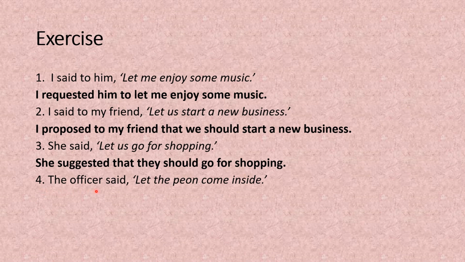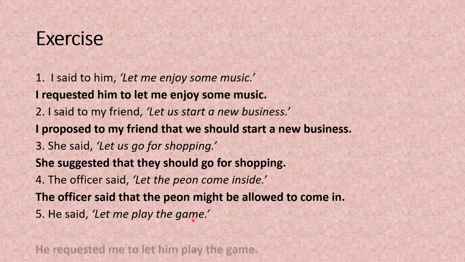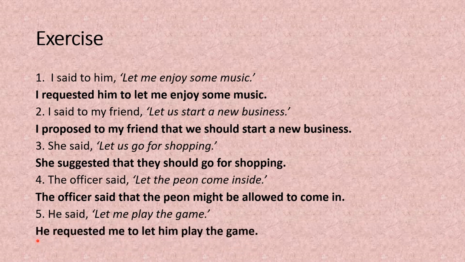Number 4, the officer said, let the peon come inside. You say, the officer said that the peon might be allowed to come inside. As this sentence is showing the permission, we have used might be allowed in it, as I have told you earlier. This is sentence number 5. He said, "Let me play the game." You say, he requested me to let him play the game.